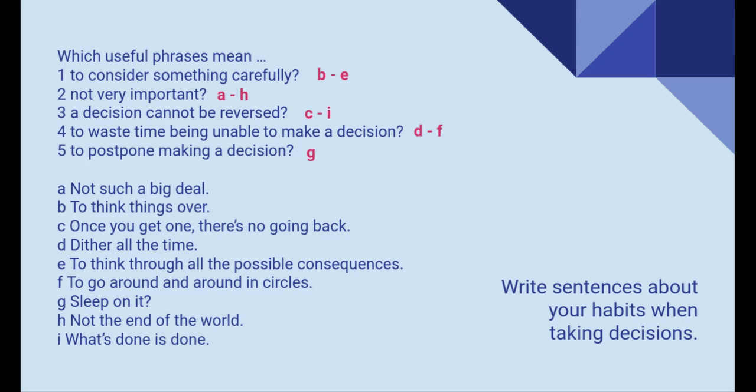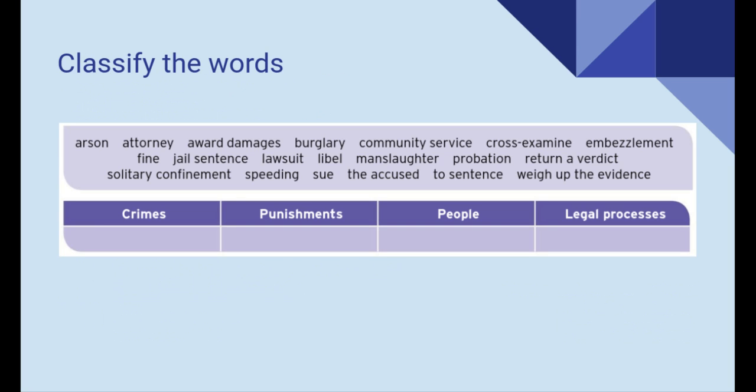Pause the video, please. Great. Now I want you to please classify these law-related words into crimes, punishments, people, and legal processes. For example, arson. If you remember arson, is to set something on fire on purpose. Would this be a crime, a punishment, a person, or a process? Yeah, it is a crime. What about an attorney? That's people. Very good. Pause the video and continue classifying. Great. We're going to check this together, okay? Let's continue.